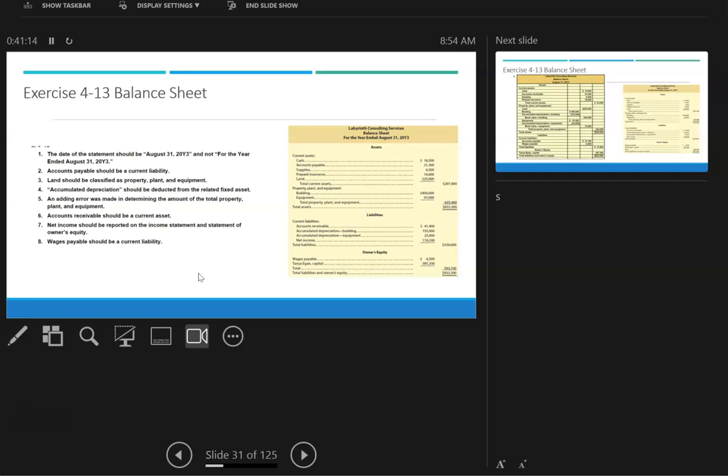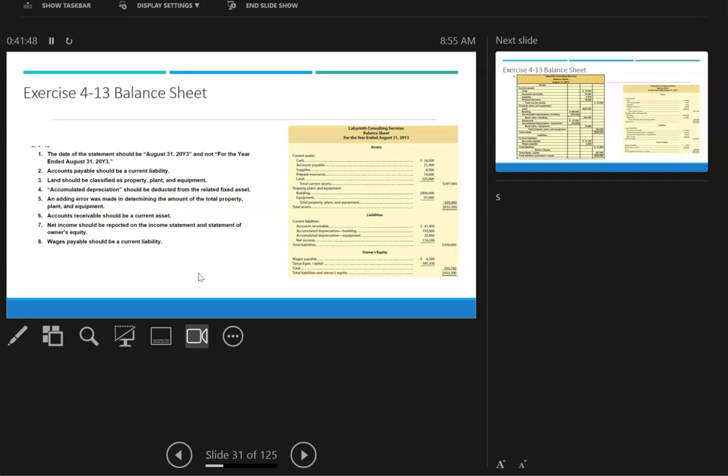Accounts payable in here shows, where is accounts payable? Accounts payable sitting up there in current assets. Can you guys see that okay, or is it hard to see? Accounts payable is not a current asset. Isn't it a current liability? Land. Land is sitting up as a current asset. What is land? Property, plant, and equipment.